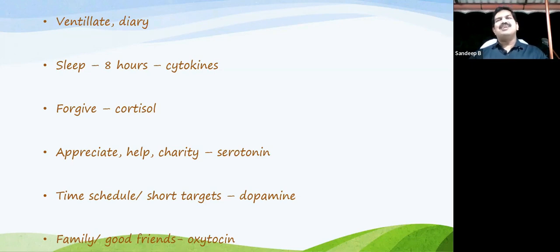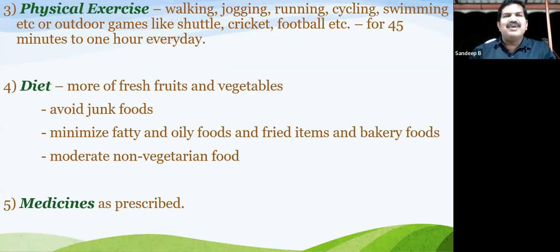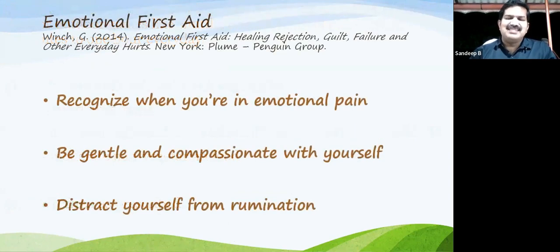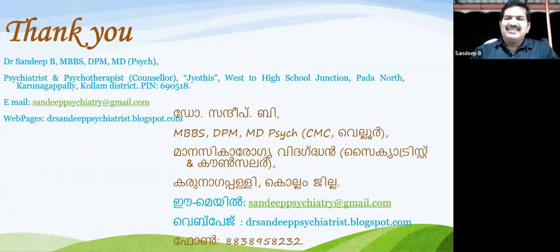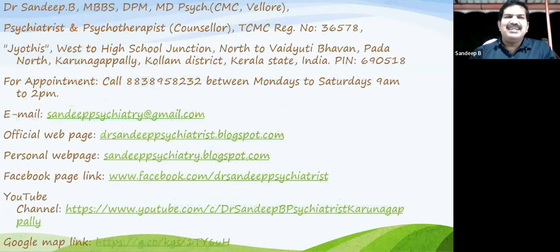And oxytocin release. Oxytocin is called the love hormone, the cuddle hormone. When you have good friends and when you are very close and intimate with your family members, there will be more oxytocin release, and you will feel happier. And the physical aspects like exercise and diet, avoiding junk foods and having more fresh foods and vegetables, and moderate non-veg, proteinaceous foods. And medicines are needed if needed, to tide over some phases; there is no harm in some medicines. And emotional first aid, how to recognize that.